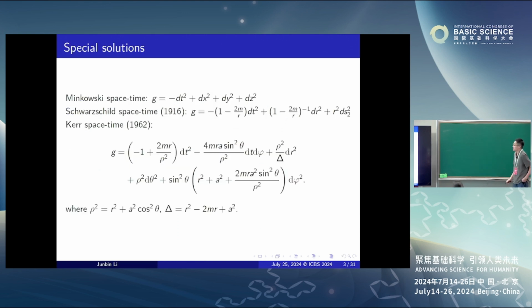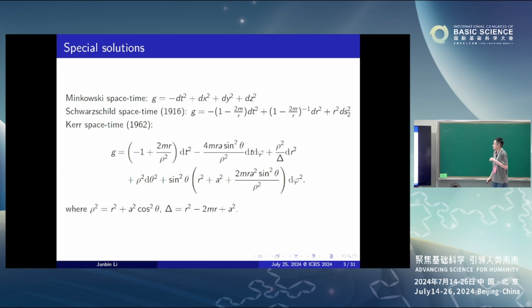Now we have some very special and important solutions in vacuum. The first one is the Minkowski spacetime, which is flat and complete in all directions. The second one is the very important black hole spacetime, discovered just one year after Einstein's discovery. It is called the Schwarzschild spacetime, which has the following form, where m is a constant parameter. This solution is used to model the outside spacetime of a spherically symmetric star.